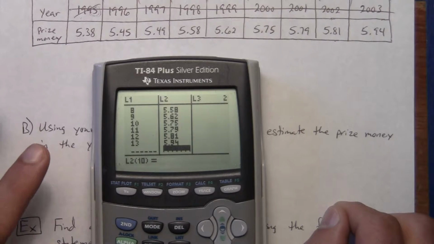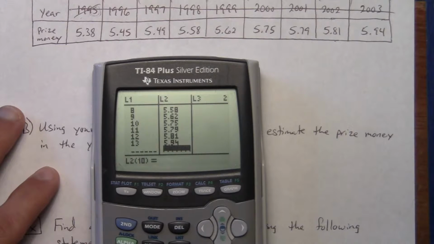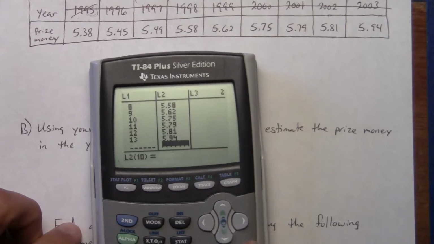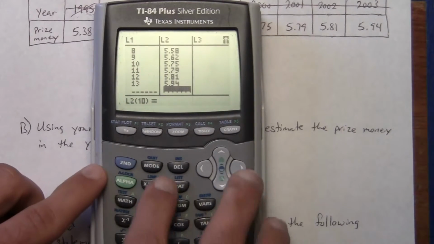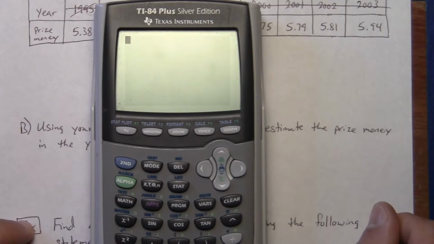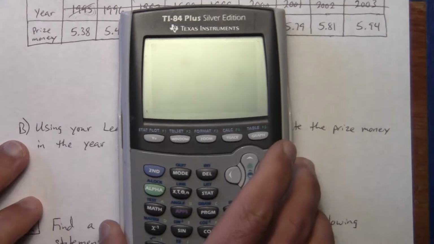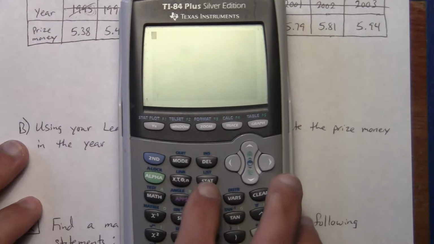Once you have all of that entered in, I'm going to quit, or go back to the main screen. Quit, you can see, is right above mode here. So you are going to hit second and then mode, and that'll take you back to what we call the home screen. Alright, so I got all the information in there. Now to actually get the least squares regression line, I'm going to go back to Stat again.